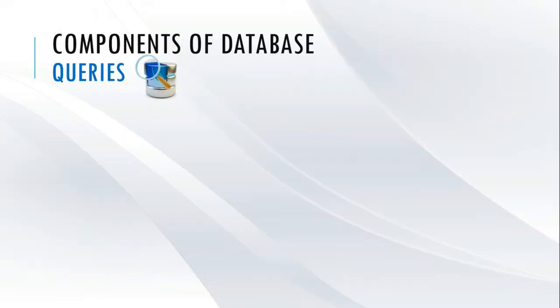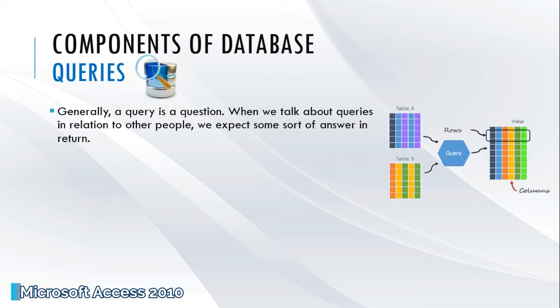The next element is queries. So what is a query? A query is simply a question. When we talk about queries in relation to other people, we expect some sort of answer in return. Similarly, in a database, a query refers to a question that has been asked to the database about some information, and the database will return something.